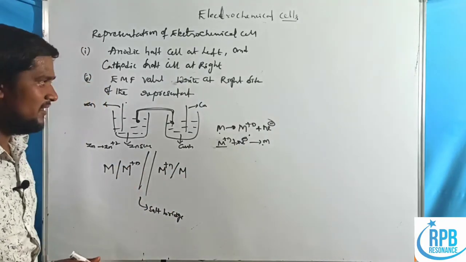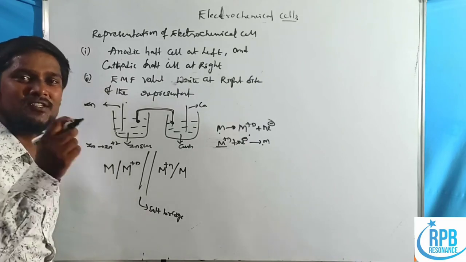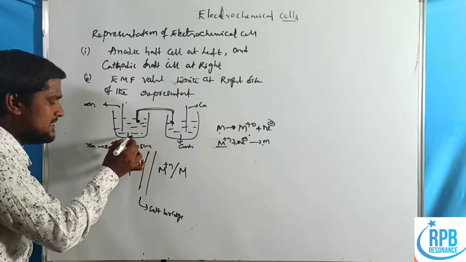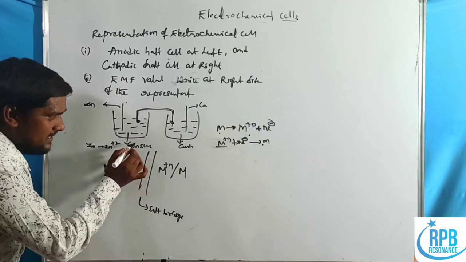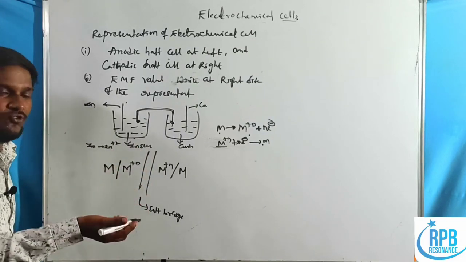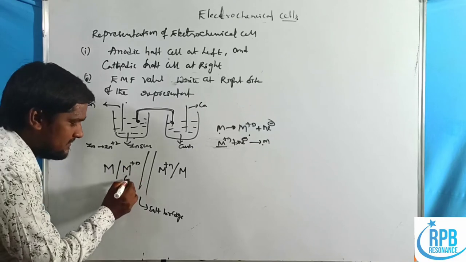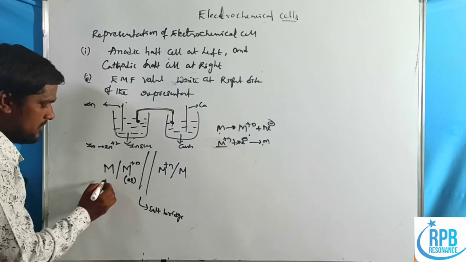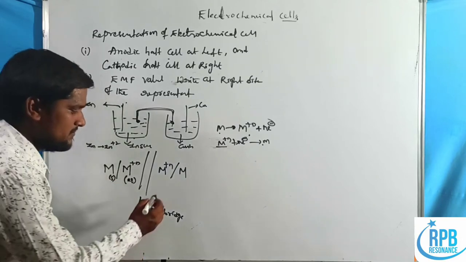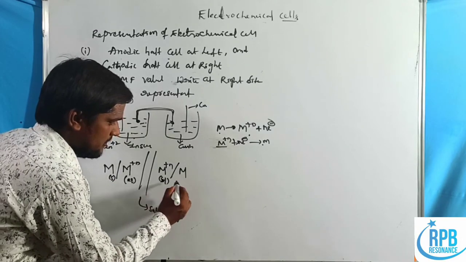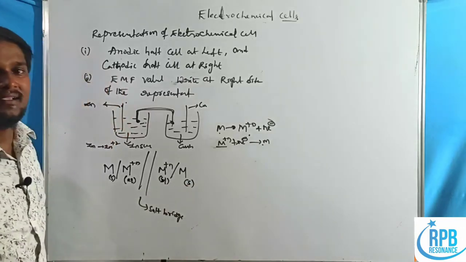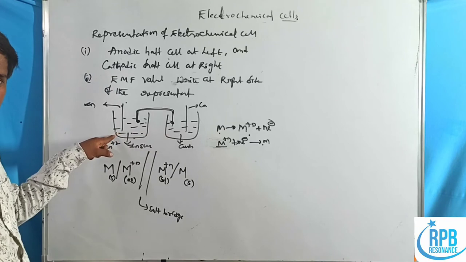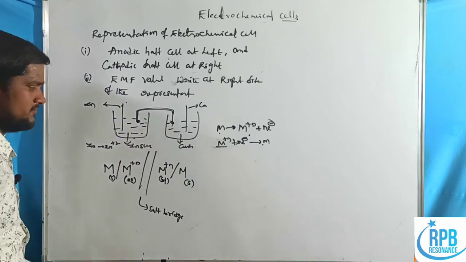Now among the four, which is a solution and which is a solid? Zinc sulfate is an electrolyte, that means here zinc plus 2, M plus n, is a solution, an aqueous compound. Metal is a rod, that's why it is solid. In a similar way, here it is the solution, and it is the solid. Sometimes they give a particular concentration of the solution.